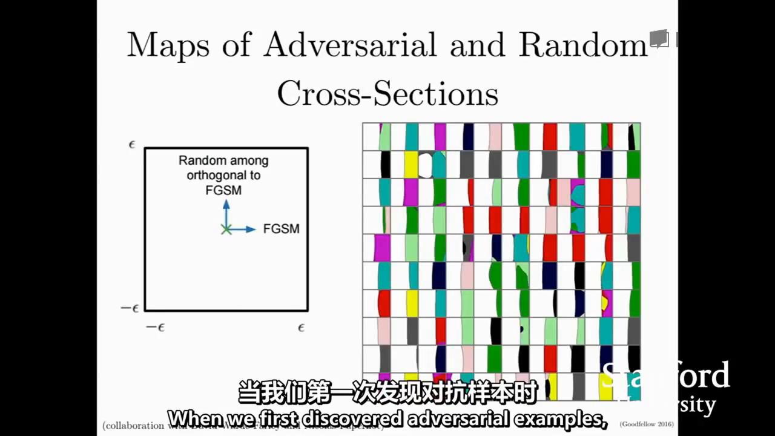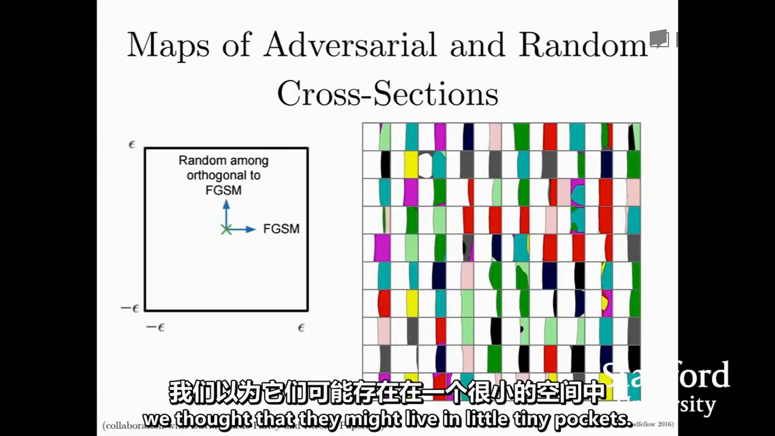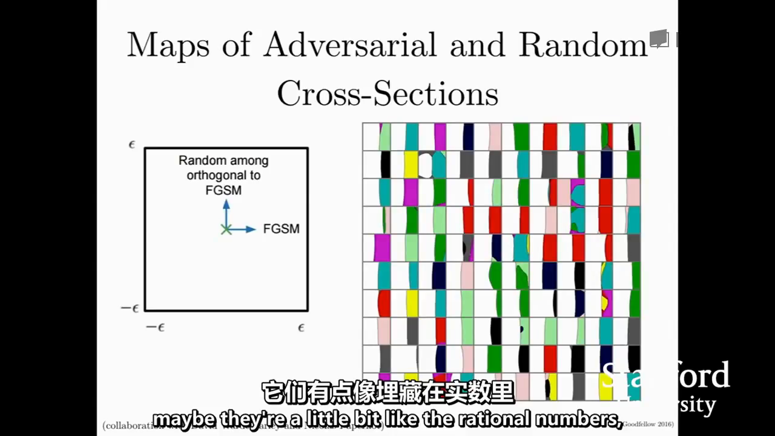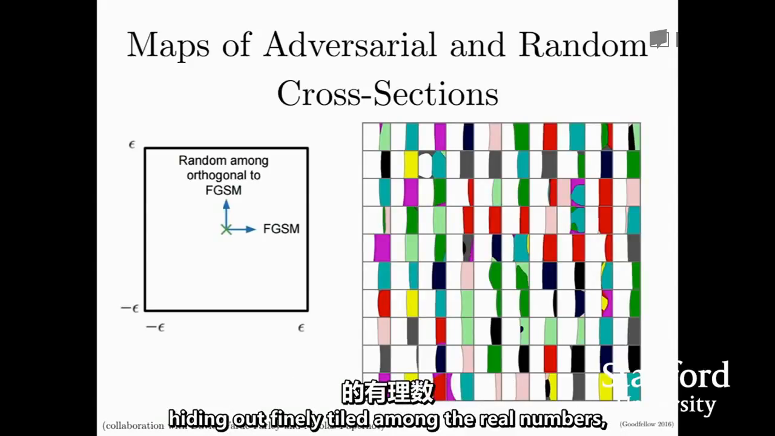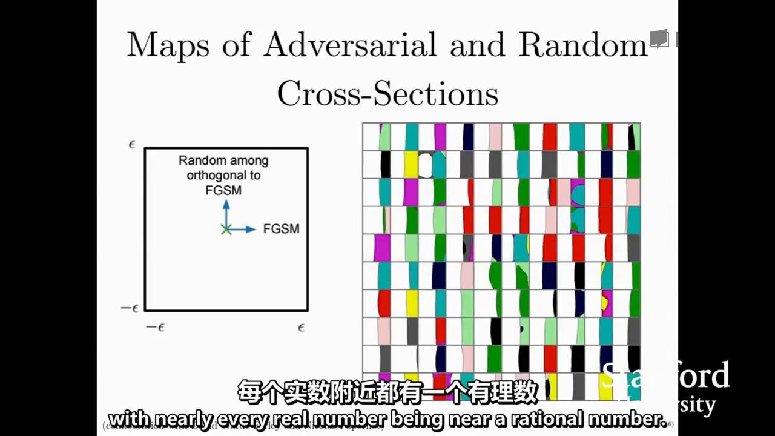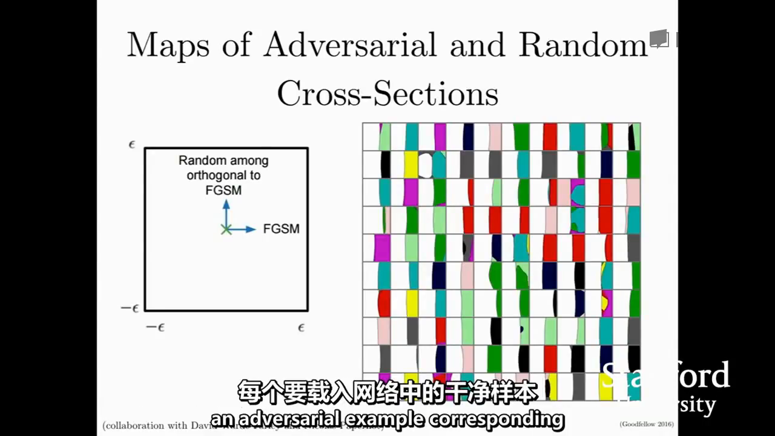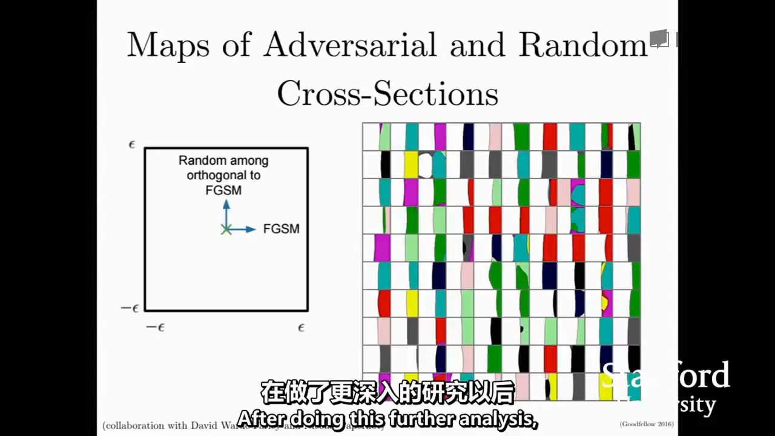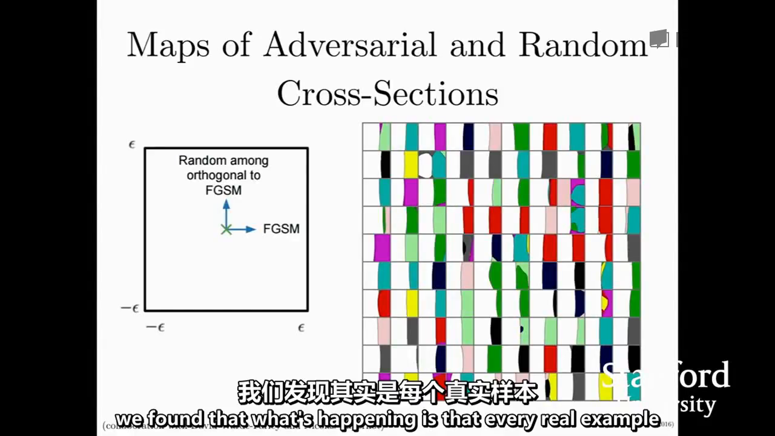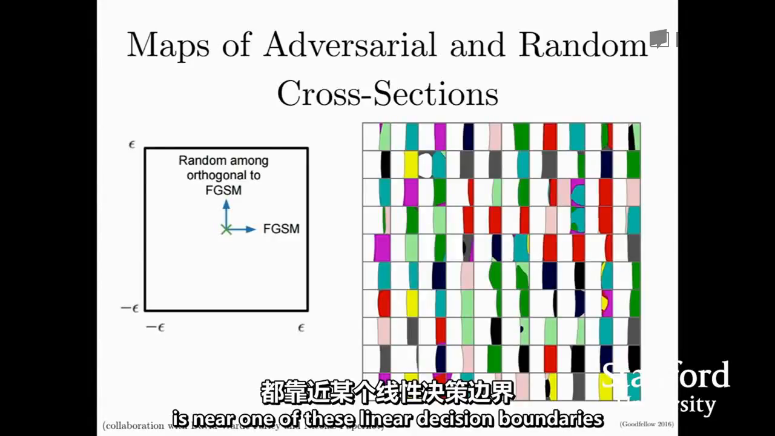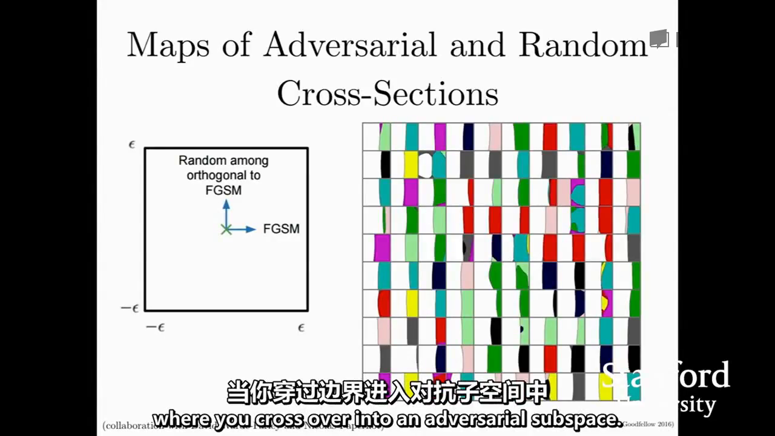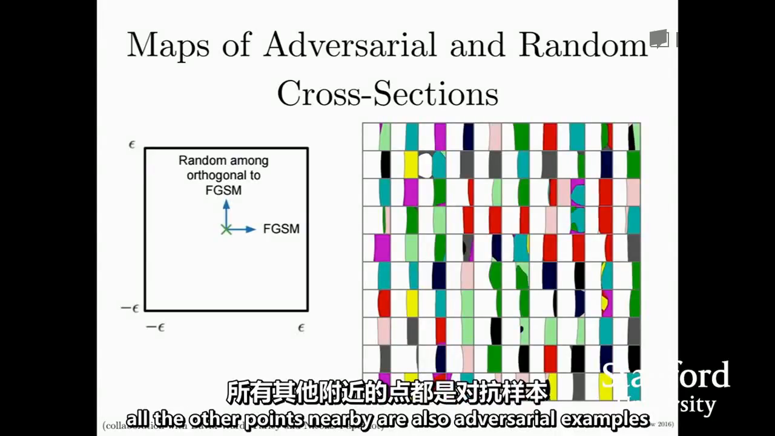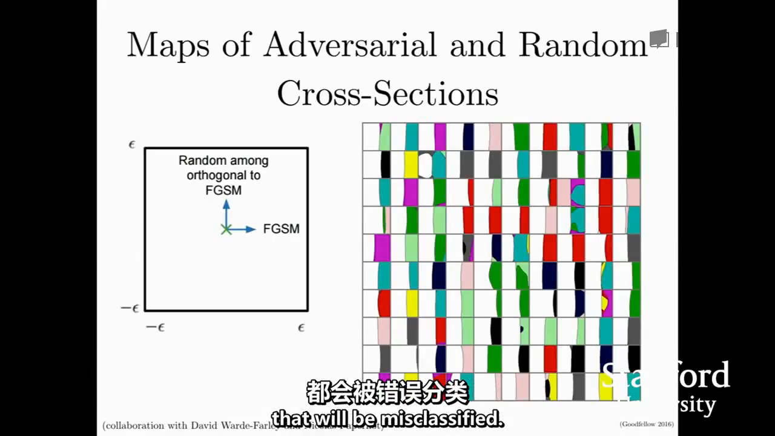When we first discovered adversarial examples, we thought that they might live in little tiny pockets. In the first paper, we actually speculated that maybe they're a little bit like the rational numbers, hiding out finely tiled among the real numbers, with nearly every real number being near a rational number. We thought that because we were able to find an adversarial example corresponding to every clean example that we loaded into the network. After doing this further analysis, we found that what's happening is that every real example is near one of these linear decision boundaries, where you cross over into an adversarial subspace. And once you're in that adversarial subspace, all the other points nearby are also adversarial examples that will be misclassified.